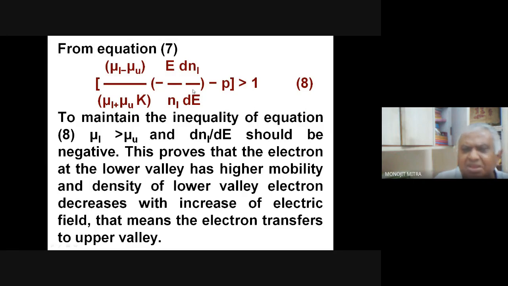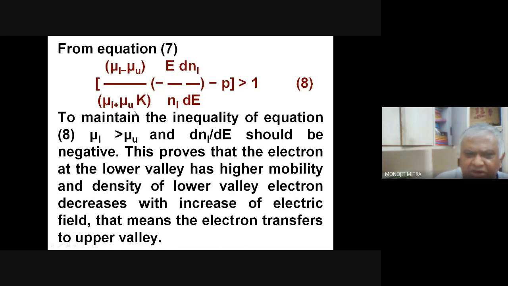Now to maintain the inequality of this equation 8, what we have to do? Actually, first thing is how this third bracketed term can be greater than 1. It can be greater than 1 if the first part, that means those under the first bracket, the first part of the expression is greater than p, then the whole thing can be positive and can be greater than 1.